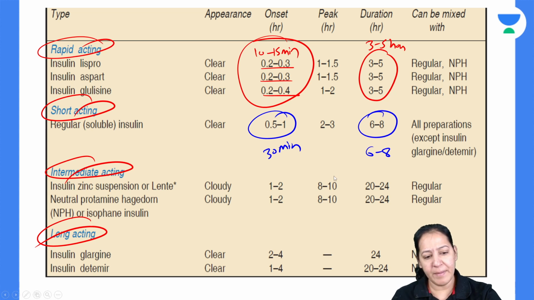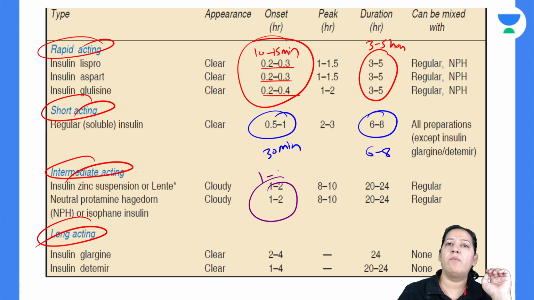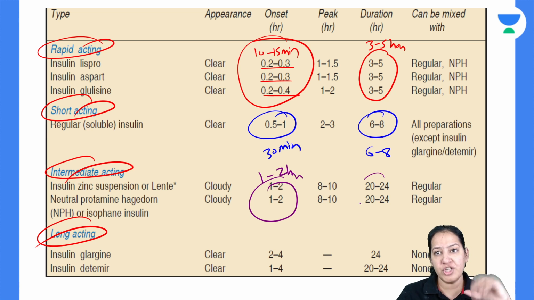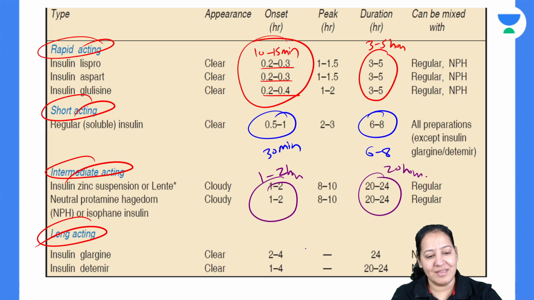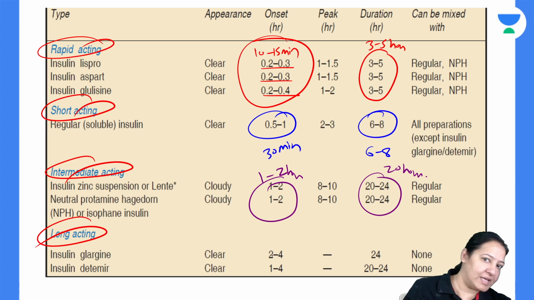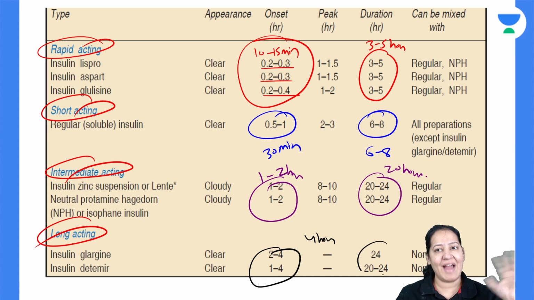Short acting. Coming to intermediate acting. It comes into role after 1 to 2 hours. The onset is 1 to 2 hours, and the duration of action is 20 hours. 20 hours, right? And the last is long acting. The last but not least, they are the long acting. They come into role after 2 to 4 hours, and they are active for 24 hours.